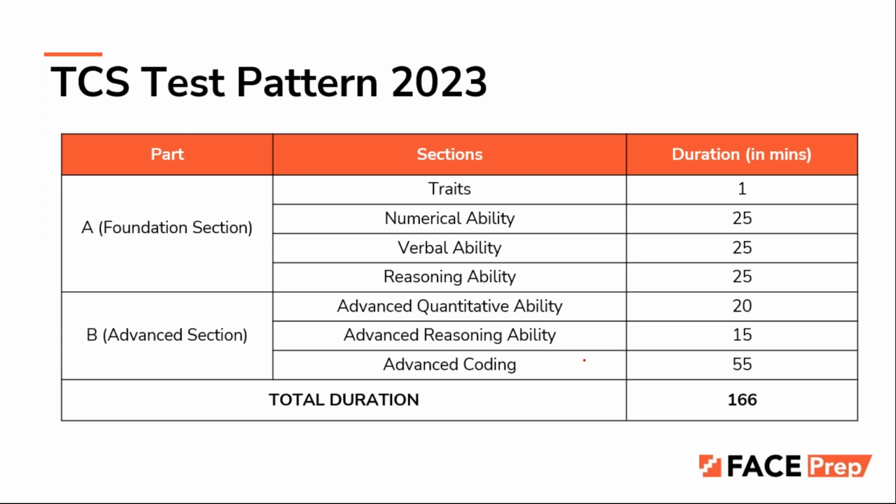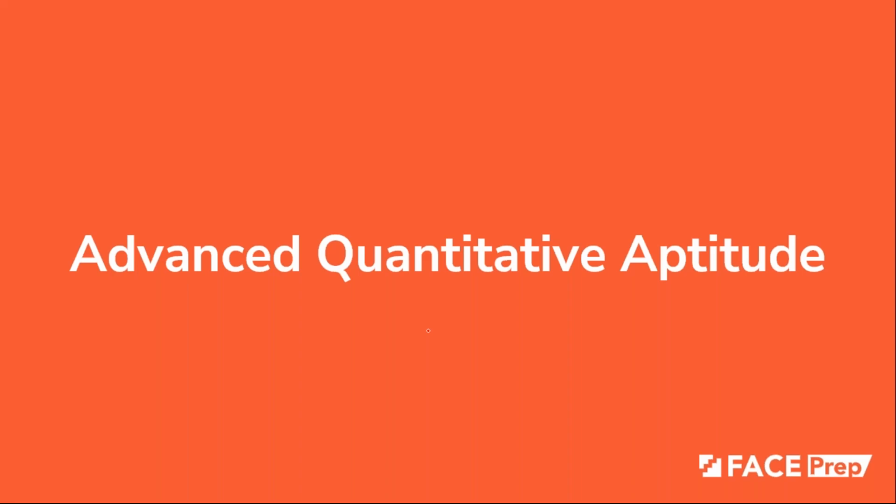Whereas under this advanced section, you have advanced quantitative ability, reasoning ability, and coding. So 20 minutes for quantitative, 15 for reasoning, and 55 for coding. So this is the total duration. Now, in this particular section, we are going to discuss some questions on the advanced part, that is advanced quantitative ability, advanced reasoning ability, and advanced coding. So first we'll move with the advanced quantitative aptitude.